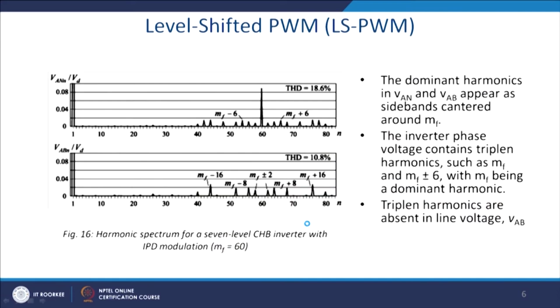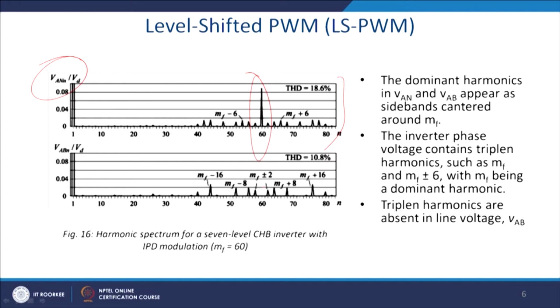So, for the level shifted one, please recall we have a phase shifted one also. The ratio we assume is 60, and for this reason we can see that this is the phase voltage versus Vd, and you have a fundamental, apart from that you have a 60th harmonic, and thereafter MF plus 6 and MF minus 6 and so on, and ultimately you get around 18% THD.